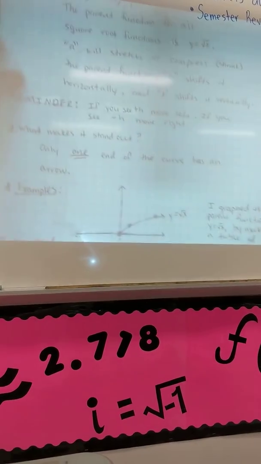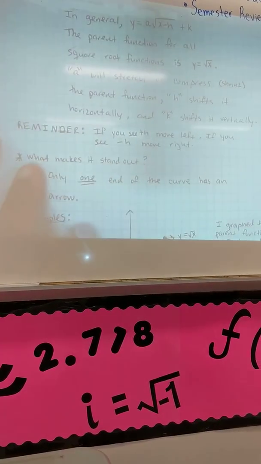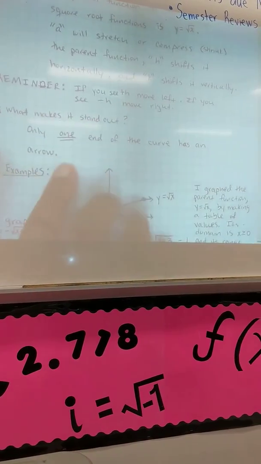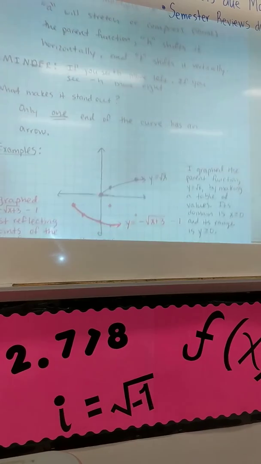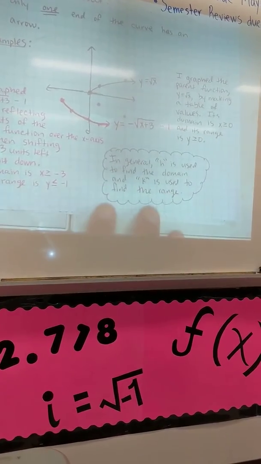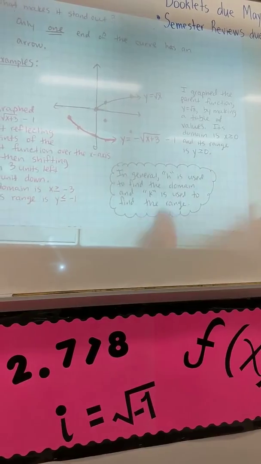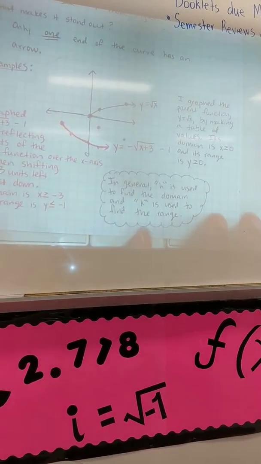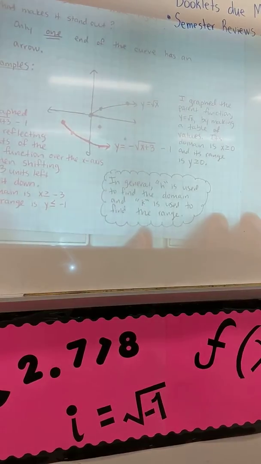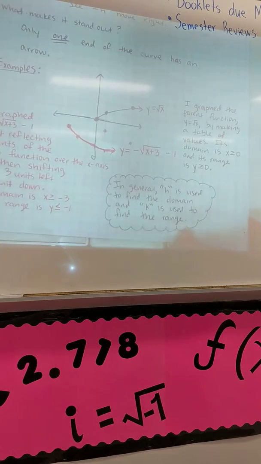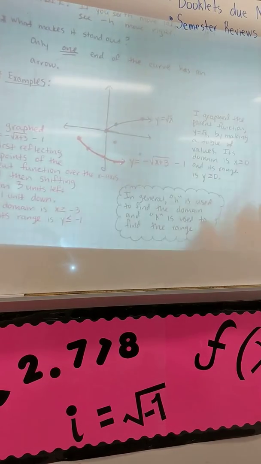Square root, same thing. I put what makes it stand out. I said it has only one arrow. Only one end of the curve has an arrow, and I graphed it. The easiest way to do this is if you look at your notes, because I pretty much grabbed examples from the notes. So if your notes are neat, you can grab examples from your notes. It makes it much easier to find examples.